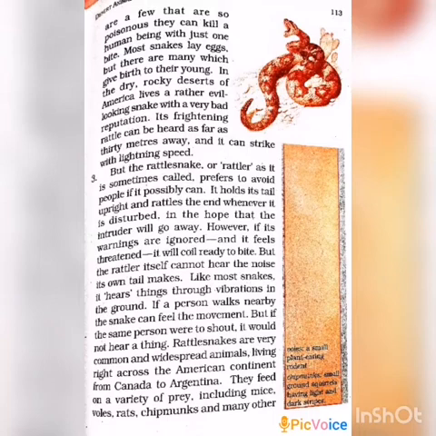Most snakes lay eggs, but there are many which give birth to young ones. In the dry rocky deserts of America lives a rather evil looking snake with a very bad reputation. Its frightening rattle can be heard as far as 30 meters away, and it can strike with lightning speed. So they can tell about the snakes.